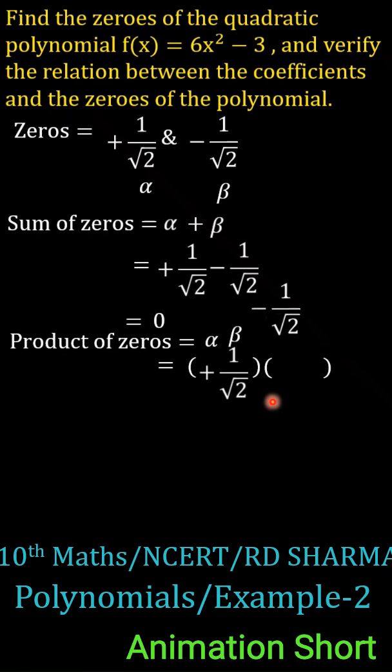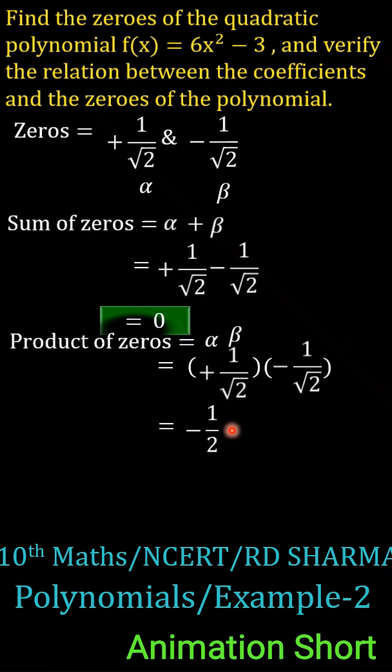Next, we find out the product of zeros, that is alpha into beta. Substituting the values and simplifying, that is on the numerator 1 into minus 1 is equal to minus 1 and the denominator root 2 into root 2 is equal to 2. So that we get minus 1 by 2.